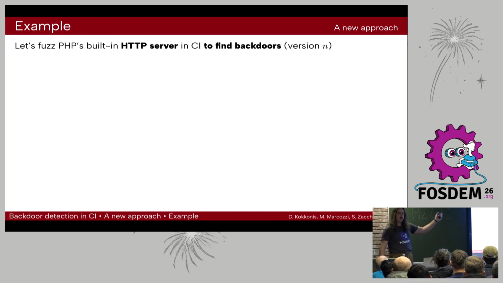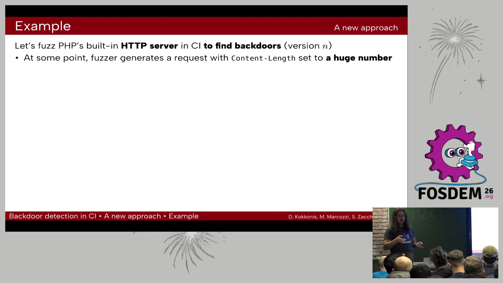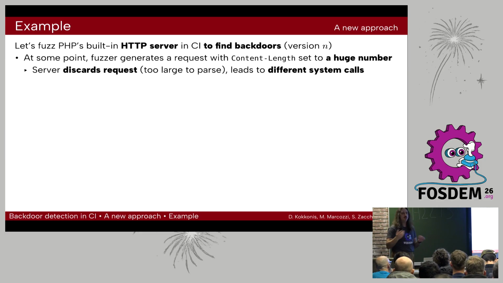So PHP ships with a built-in HTTP server that actually was attacked via backdoor in 2021. And we're going to fuzz it with this method to try to detect the backdoor. So at some point, the fuzzer will generate a request to the server with a huge value for content length. So that's a header. And basically, as you can imagine, the server will just refuse to treat the request like, you're shooting me with like a 400 terabyte size request. I can't treat that, so no.